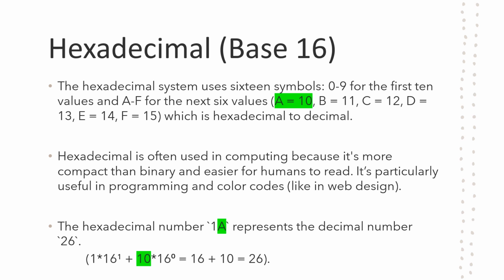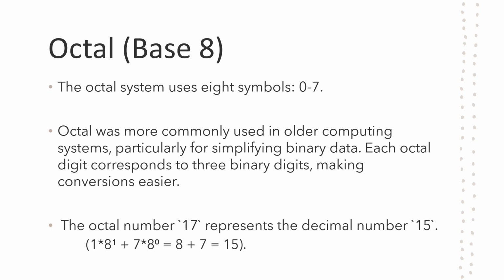All right. Last but not least is octal, base 8. Octal is not very common today, but the octal system uses 8 symbols, 0 through 7. So just like decimal, but we don't have 8 and 9. So same concept. Octal was more commonly used in older computing systems, particularly for simplified binary data. Each octal digit corresponds to 3 binary digits, making its conversion easier.